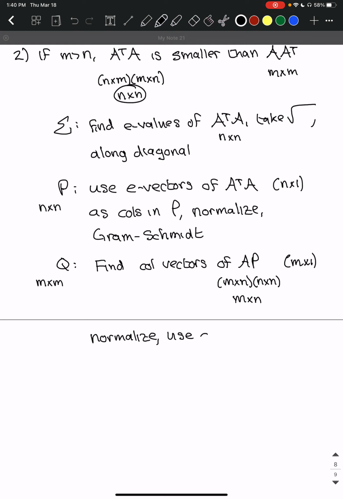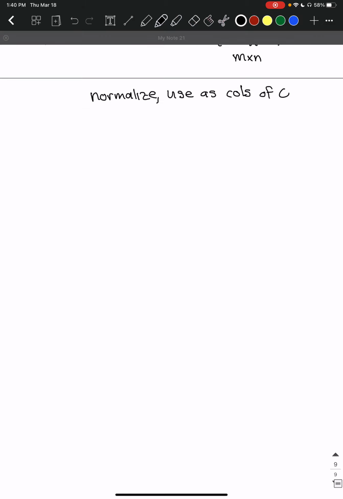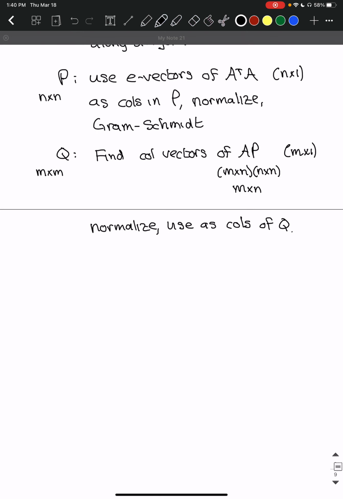I need to normalize these, and I need to use them as columns in Q. And again, like in the notes, you might not have enough. So if more are needed, where am I going to go looking?